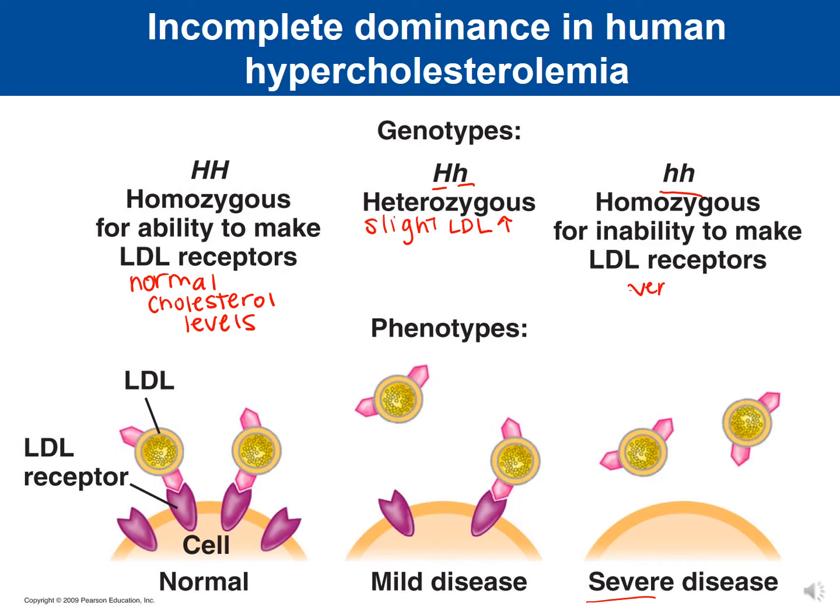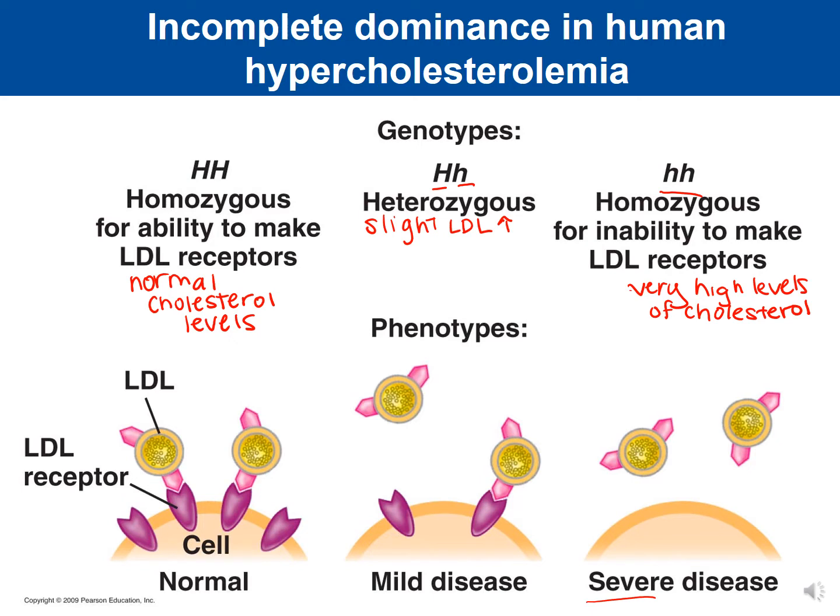Very high levels of cholesterol. So normal total cholesterol, for example, should be under 200. People who are heterozygous, typically between 200 and 400. People who are homozygous for the inability to make the LDL receptors, their cholesterol can be up in the 1,000. So it's way, way higher than somebody who can make LDL receptors.